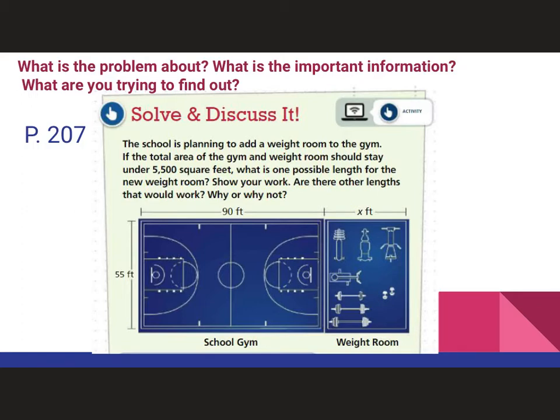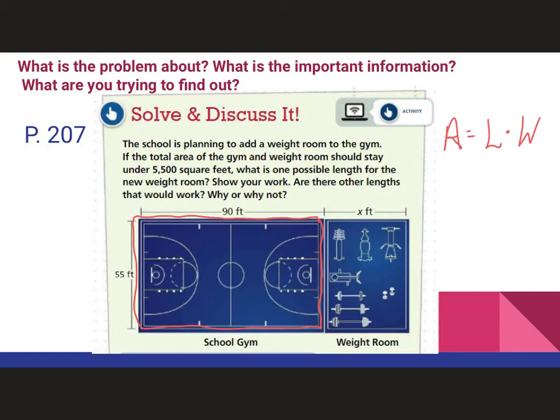You should already be able to figure out, first of all, we should remember that area is found by doing the base times the height, or since it's a rectangle, we could say the length times the width. So if you notice here, you already know the length and the width of the gym, so you should be able to find the area of the gym.